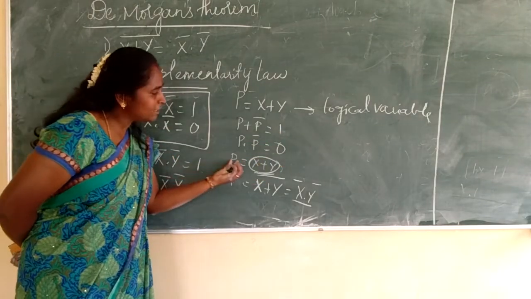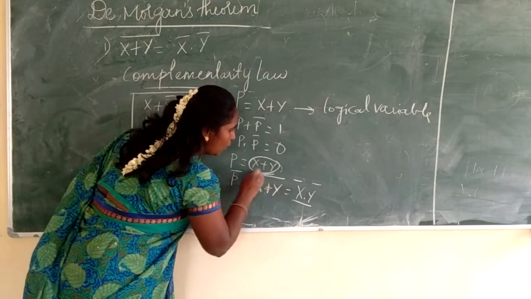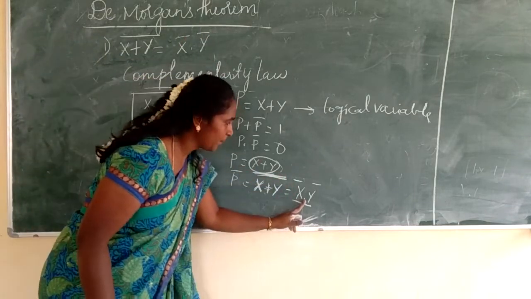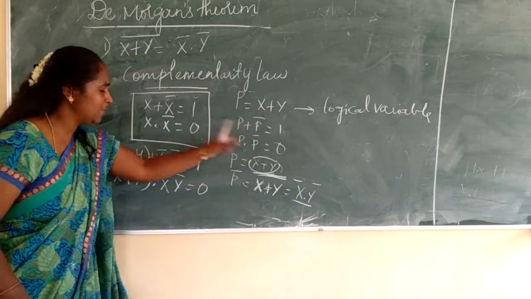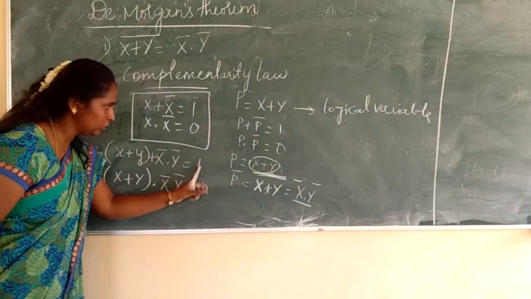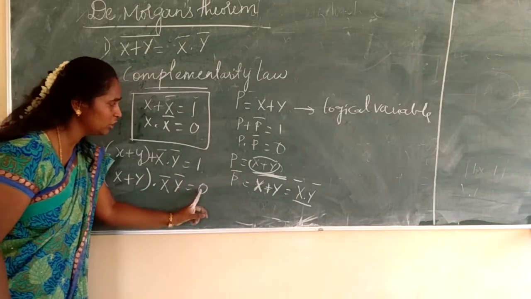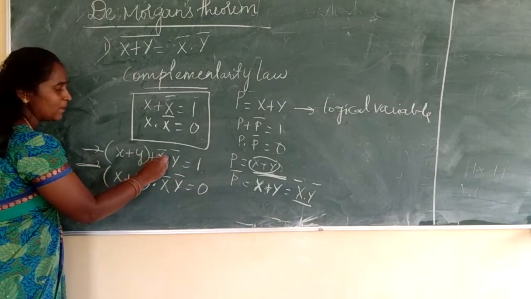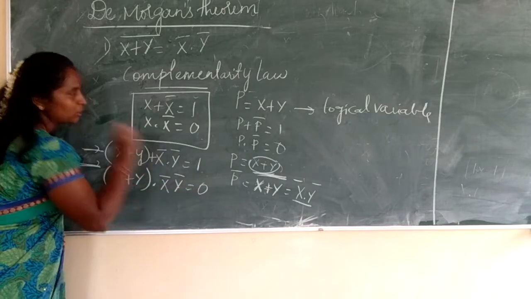Now if p is equal to x plus y, then p bar is nothing but (x + y) bar, that is nothing but x bar into y bar. Now I have to prove this. In place of p, substitute: (x + y) plus x bar into y bar is equal to 1. Next, p into p bar is equal to 0. Now we will solve these two: (x + y) plus x bar into y bar is equal to 1, and (x + y) into x bar y bar is equal to 0.